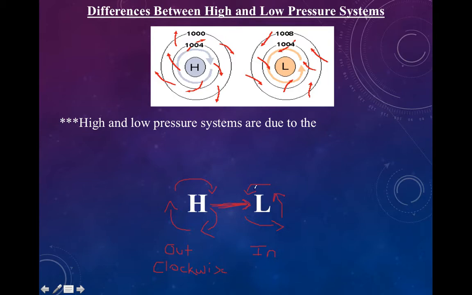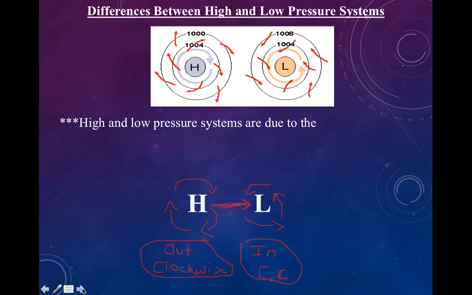And then at the low, look how this is going. It's going against the clock. We call that counterclockwise. I'll just abbreviate that CC. So that's the first important thing to know when looking at high versus low pressure. You're looking at how the winds blow.